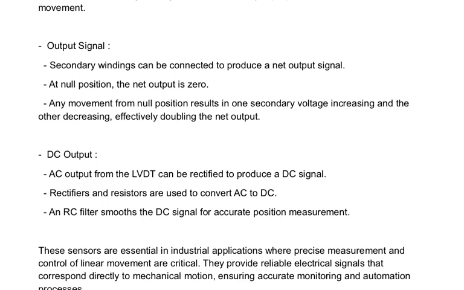These sensors are essential in industrial applications where the precise measurement and control of linear movement are critical. They provide a reliable electrical signal that corresponds directly to the mechanical motion, ensuring accurate monitoring and automation of processes.